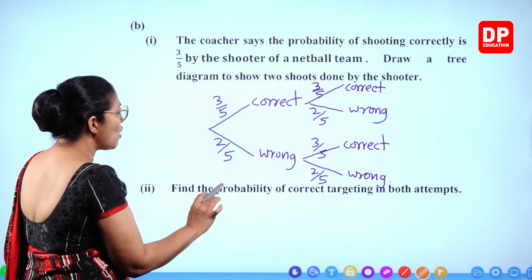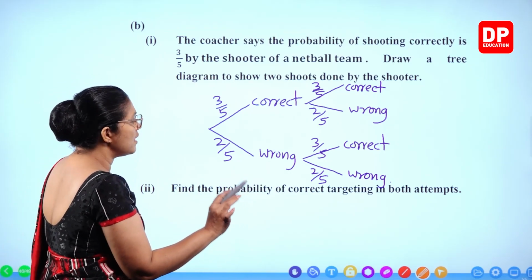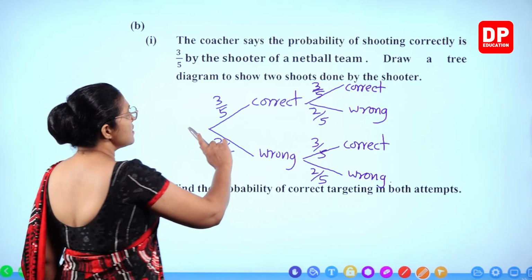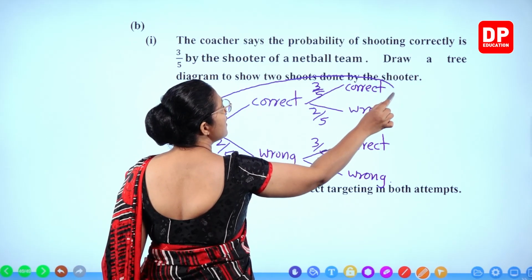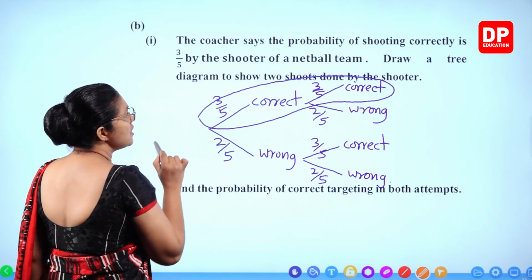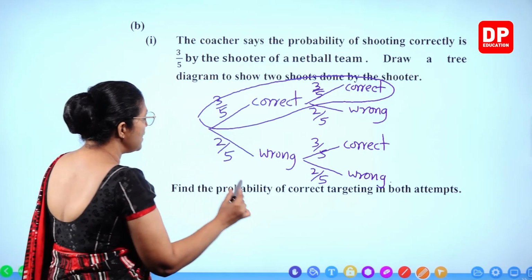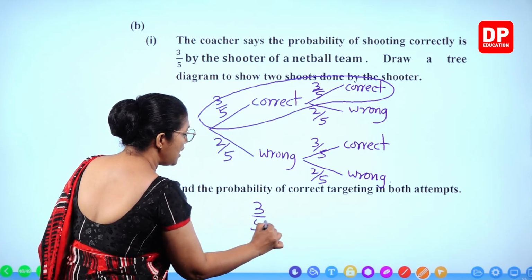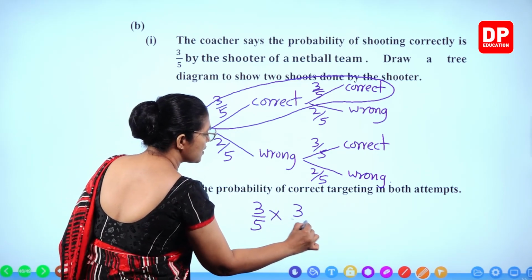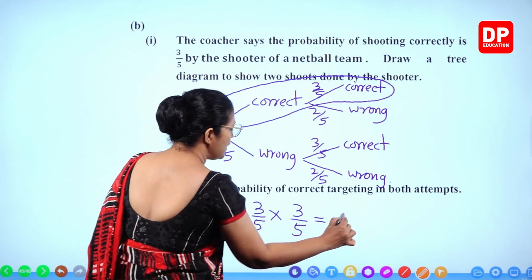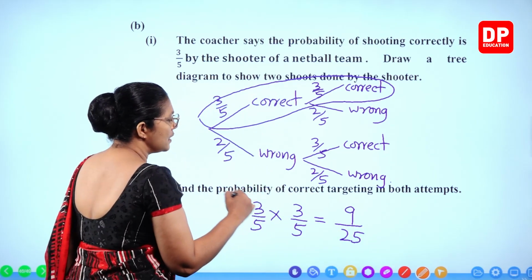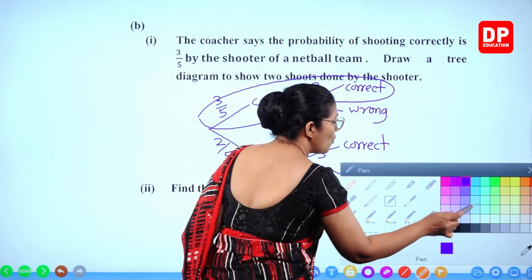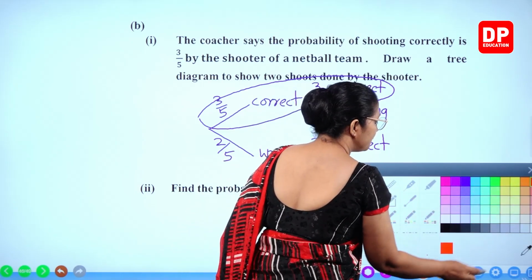Find the probability of correct targeting in both attempts. So that means this branch, shooting correctly and the second time also shooting correctly. So what is the probability? 3/5 multiplied by 3/5. So 3 times 3 is 9, 5 times 5 is 25. So the probability is 9/25.